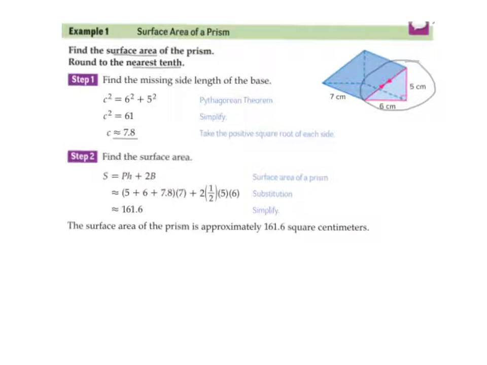Now you can actually do it. Okay, so the perimeter is the 5 plus the 6 plus the 7.8, and obviously it's the perpendicular height. Well, in this case that's the 7, so that will give you the lateral area of the shape. Now you want the area of the two triangles. So here you've got the two triangles, and don't forget the area of a triangle is a half base times perpendicular height. So a half times 5 times 6. Plug it into your calculator and you get 161.6 square centimetres, and it goes to what the question is asking you, the nearest tenth.